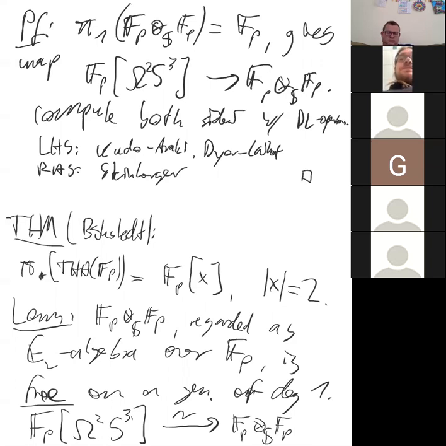And so if you input that, that's a pretty nice description for this F_p tensor over S with F_p. So this immediately allows you to prove Bökstedt's theorem.